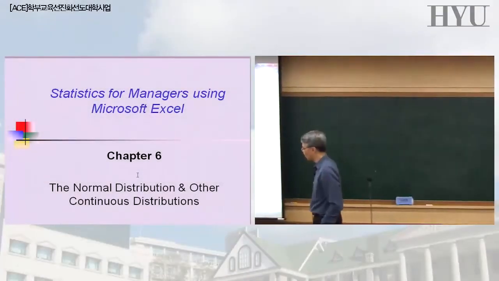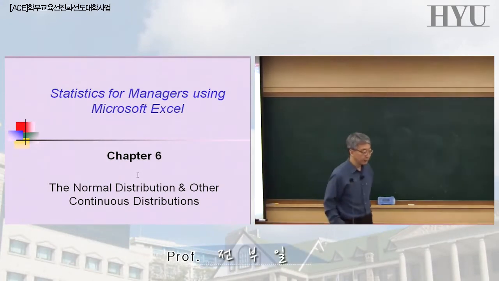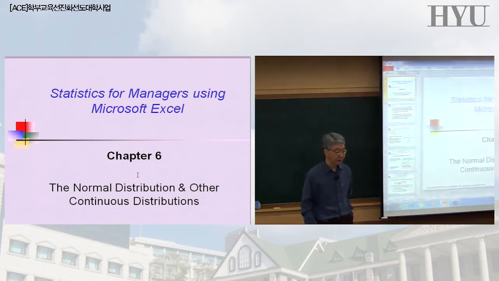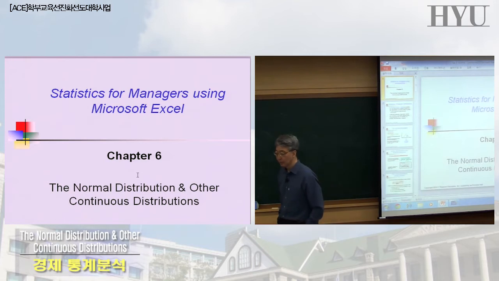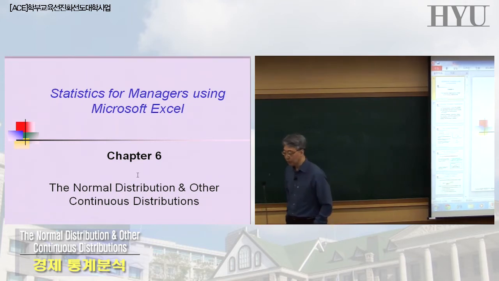On normal distribution and other continuous distributions. Last week we talked about discrete random variable distributions. We talked about binomial and I think some others, right? Any questions about the binomial and discrete distributions? Okay.